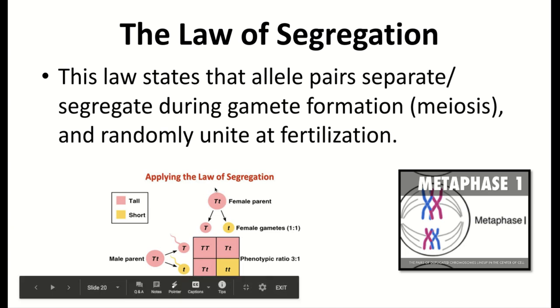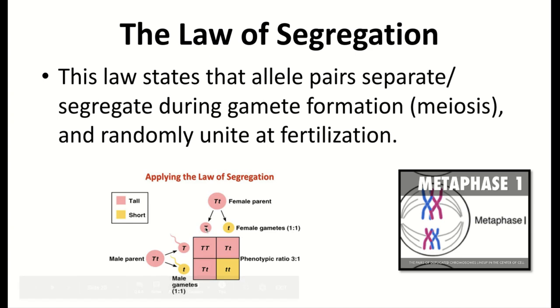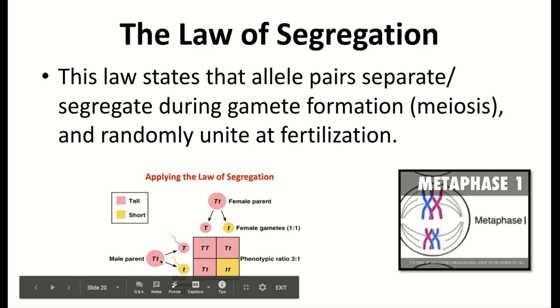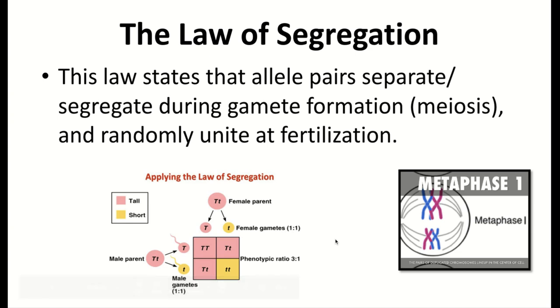So here I can see my female parent, she's heterozygous. So one big T will go to this egg, the little t will go to that egg. Here's my male, big T, little t. So the dominant T to one sperm, the lowercase t to this sperm. So depending on which egg and sperm get fertilized, that's the chances of the offspring.